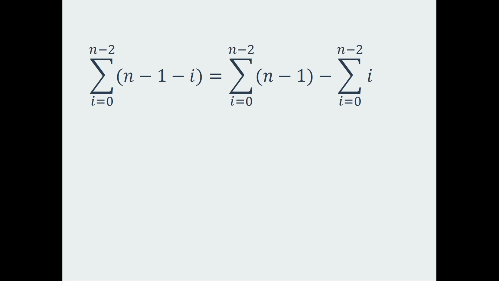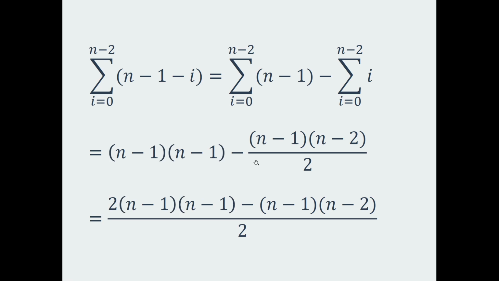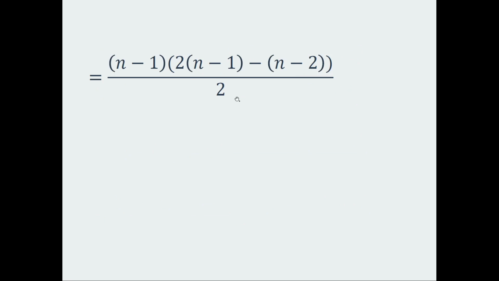To simplify, we could separate the summations, then simplify both summations. For the first one, we have n-1 number of n-1s. Then the second one is just an arithmetic series. Again, the first one is n-1 number of n-1s, and the second one is just an arithmetic series. So if we simplify, it'll be like this. Then let's further simplify. We'll get this, then this.